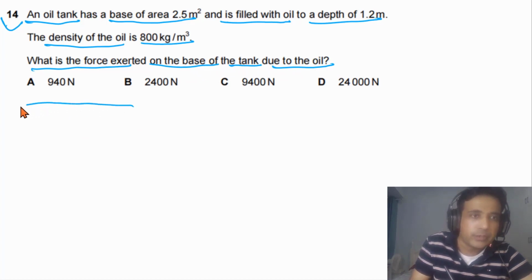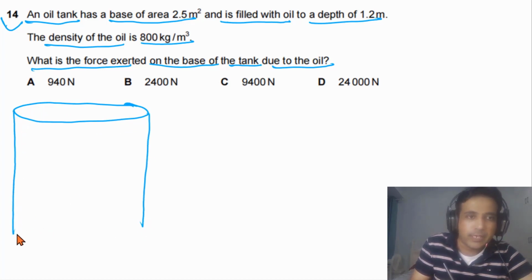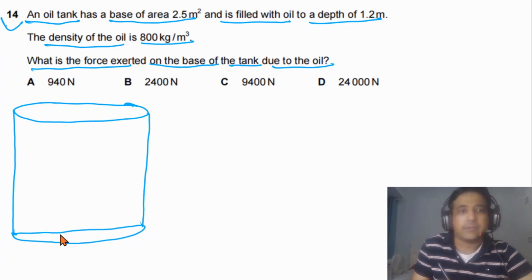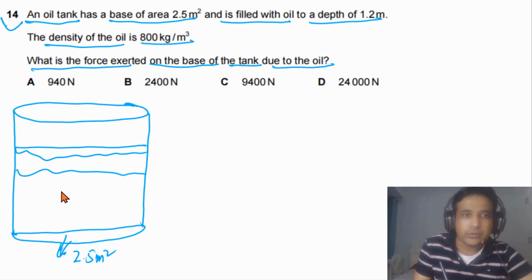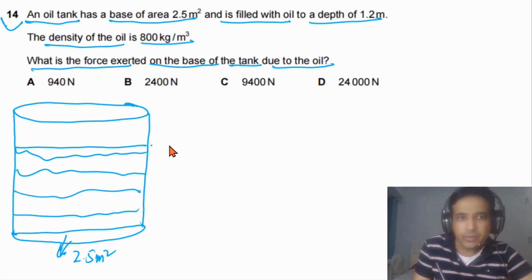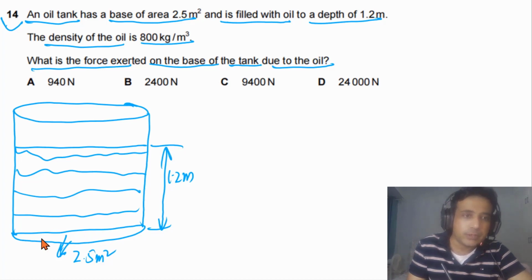So first of all, we can draw a tank. So you can imagine we have a cylindrical tank. Base area of this tank is given, that is equal to 2.5 meters square. We can also imagine it has oil inside. Depth of oil is given, that is equal to 1.2 meters. We need to find out force exerted at the base of the tank, means at this base.